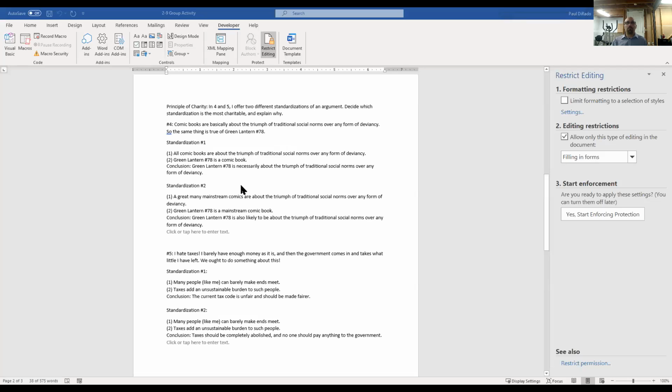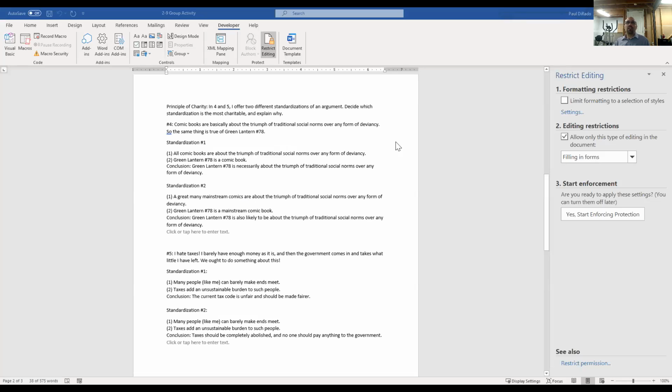Okay, then let's turn now to the next set of problems where we're dealing with the principle of charity and these cases where you are going to be called upon to rewrite the premises or maybe even the conclusion to make it a little bit clearer what's being claimed. All right, so let's look at number 4.